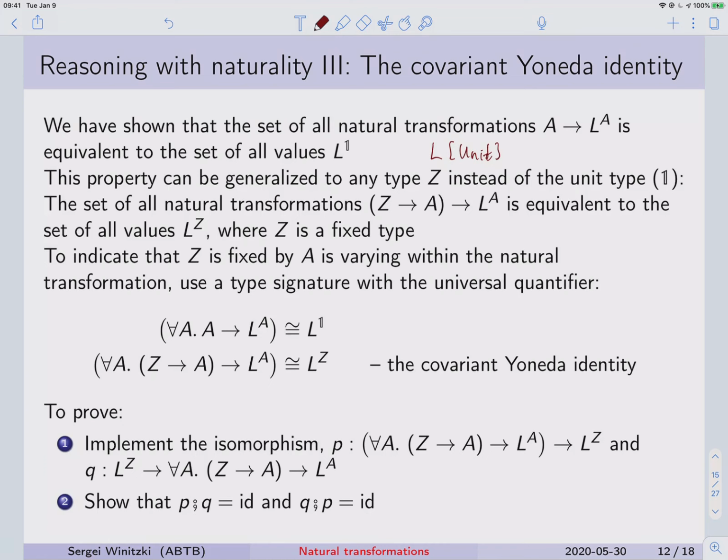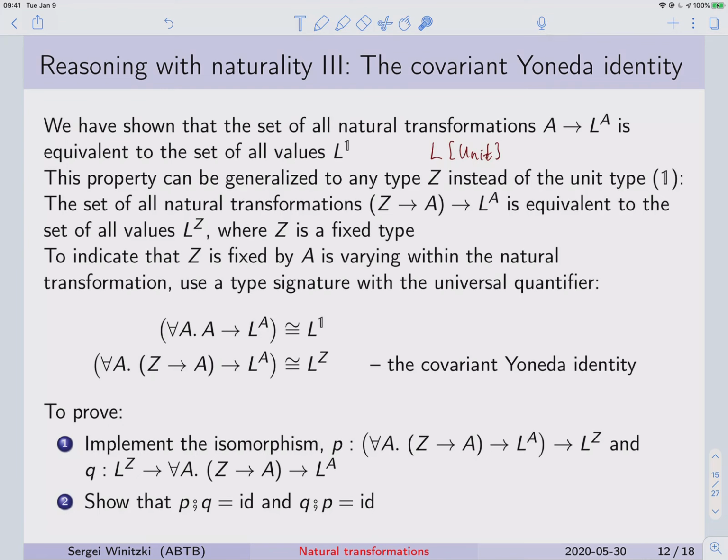We can generalize to any fixed type Z instead of unit type. And in order to generalize this, we have to replace this A by a function Z to A. Now, if Z is unit, then this is the same as A, equivalent to A. But generally, we can replace it like this and generalize. So that's what I would like to show now.